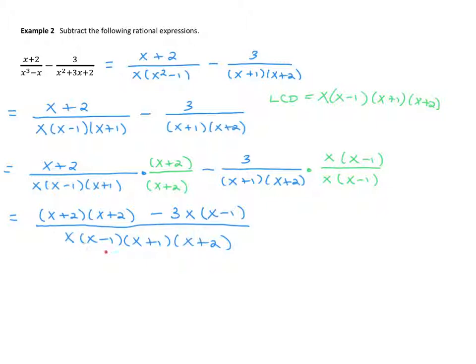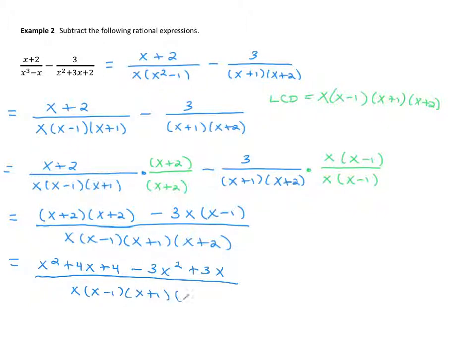The rest is just leaving the denominator alone. I'm going to multiply this stuff together. I'll distribute this negative 3x into these parentheses and combine like terms. So that is x plus 2 times x plus 2 is x squared plus 4x plus 4, minus, if I distribute in a 3x, I get 3x squared plus 3x, all over x times x minus 1 times x plus 1 times x plus 2. And I just need to combine any like terms. I have x squared minus 3x squared. That's a minus 2x squared.